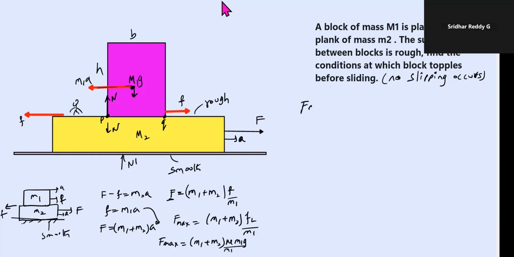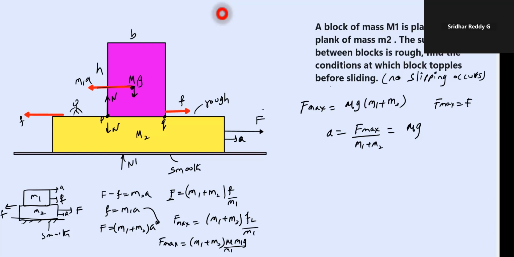Then the maximum force for no slipping will be mu G times M1 plus M2. I got this value of F. Okay, now we'll calculate the acceleration. Acceleration will be F max by M1 plus M2, which should be equal to mu G. Now you analyze only this particular thing.